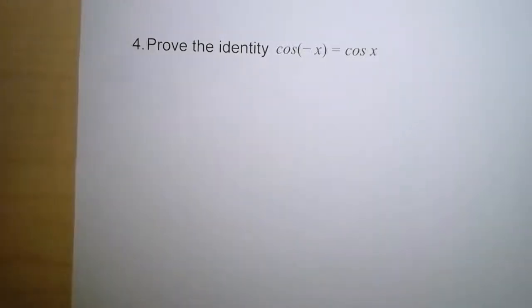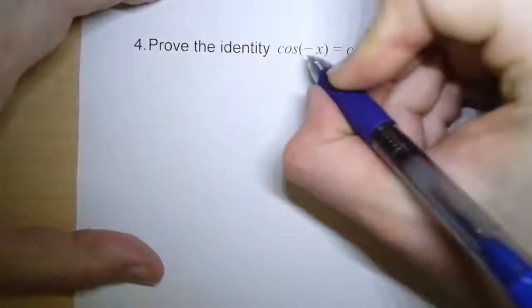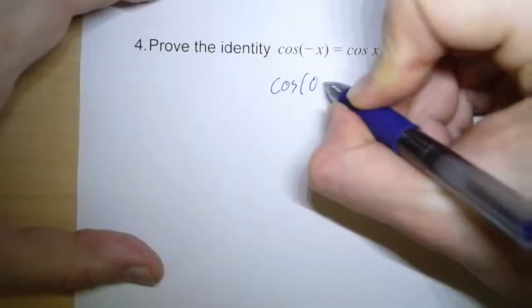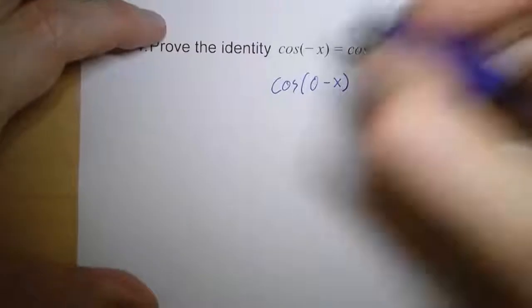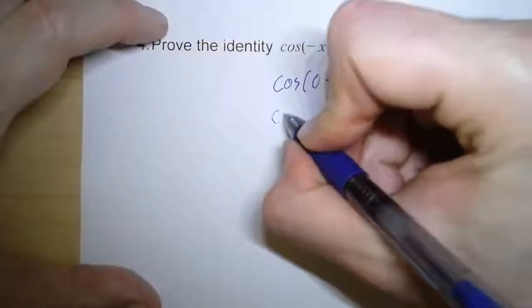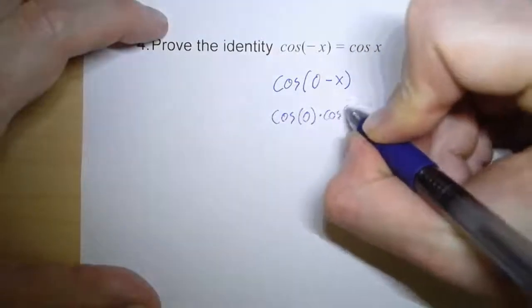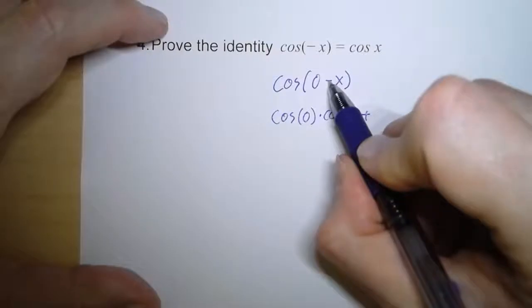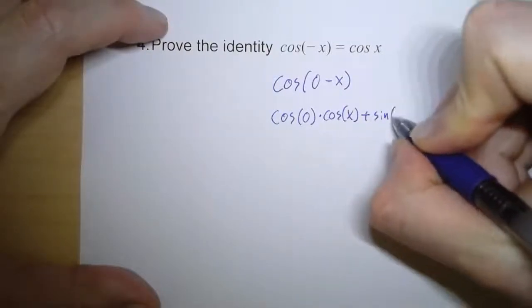Here's how we do it. Here we have negative x. Now we could think of this as 0 minus x. And so according to the identity, that's going to be cosine of 0 times cosine of x. Plus, remember that we are subtracting here, so we add here. Sine of 0 times sine of x.